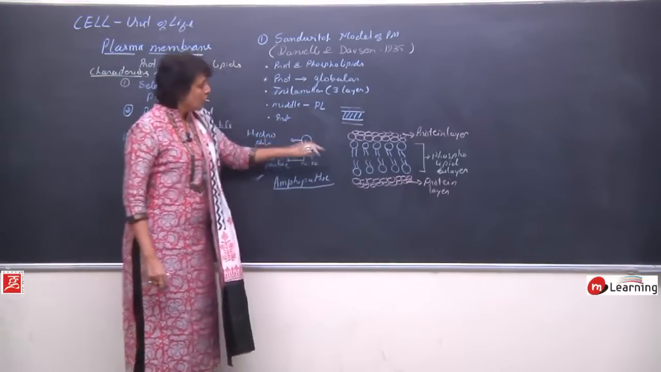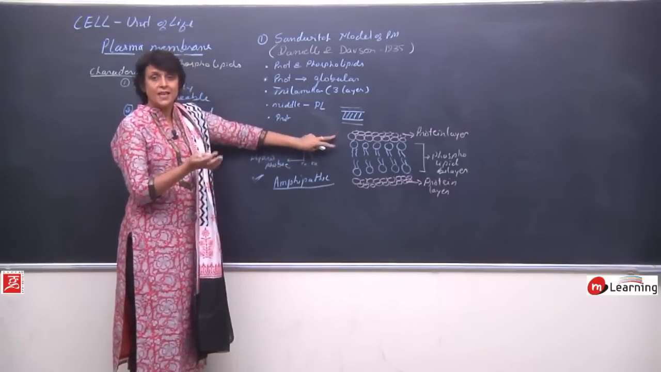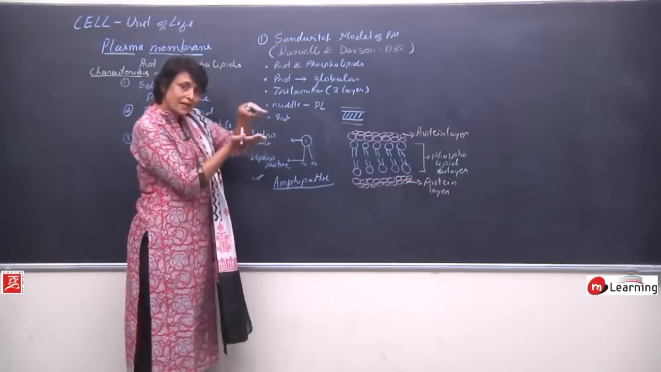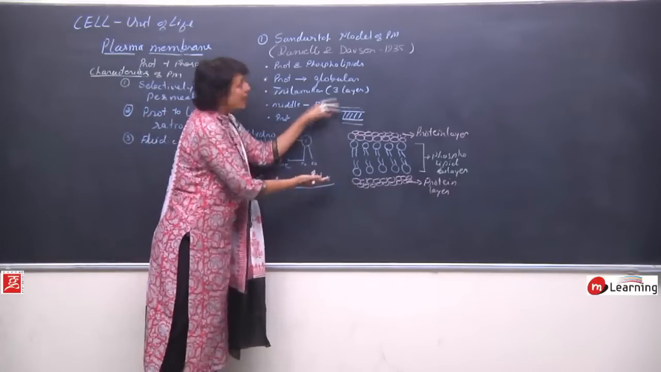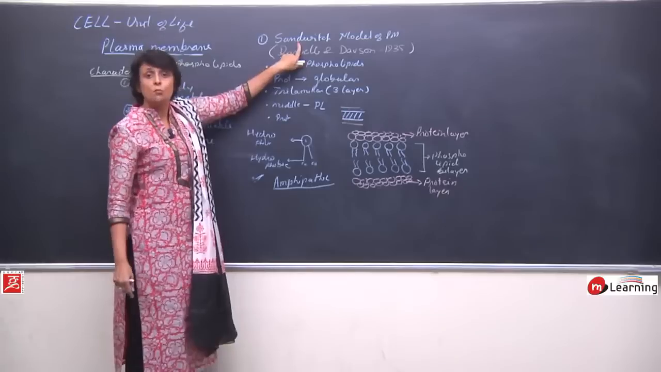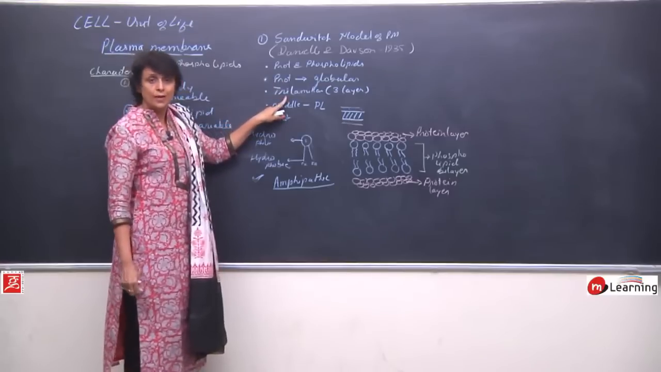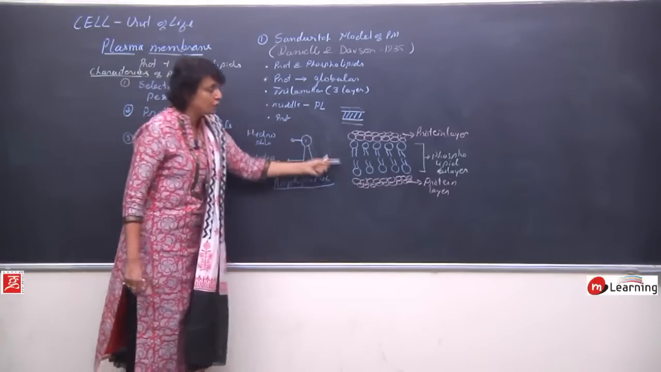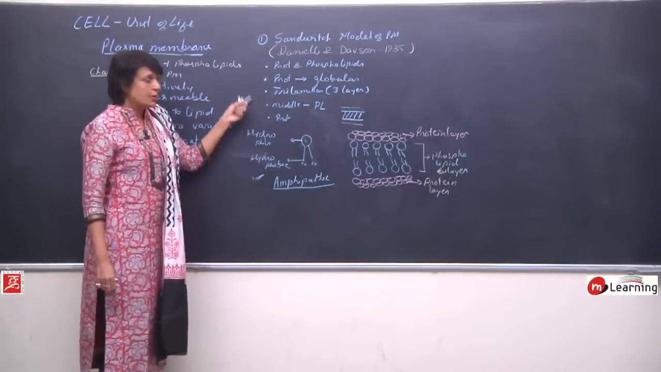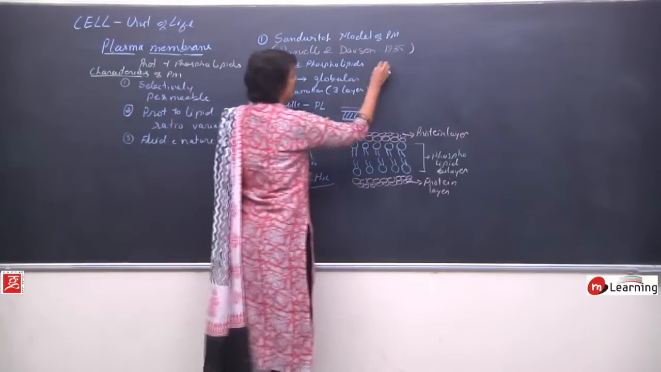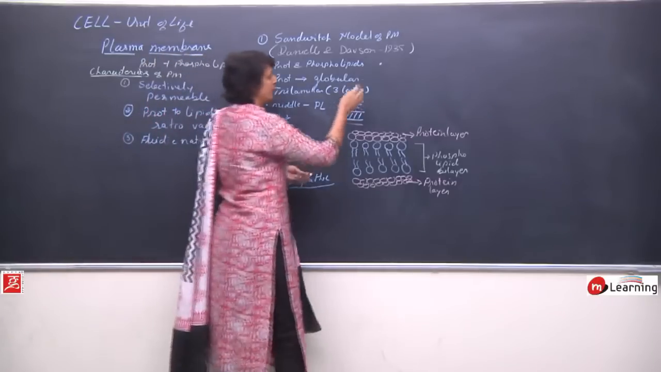Does it look like a sandwich? If you have a bread and jam sandwich, the 2 slices of bread and we have a thick layer of cheese or maybe jam. So it looks like a sandwich, and that is why the name given to this model was the sandwich model. It is also known as the trilamellar model because of the 3 layers which are present. A few more points which were told to us by them, one of them was that the plasma membrane has pores.